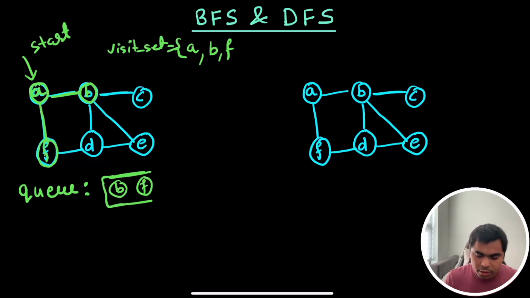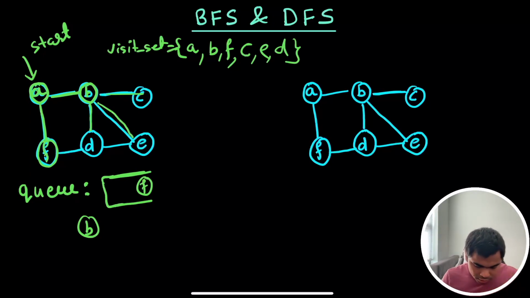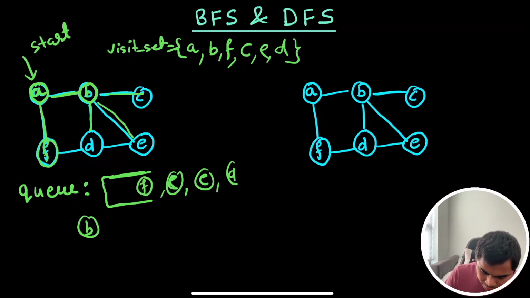Now I will pop from my queue because I need to explore more elements. I have not explored all the nodes of my graph, so I will pop B because that's in the front of my queue. While exploring B, I'm going to reach out to its neighbors and visit all of them. So I'll add to my visit set C, E, and D. Then I append them to my queue in the same order that I visited them: C, E, and D.